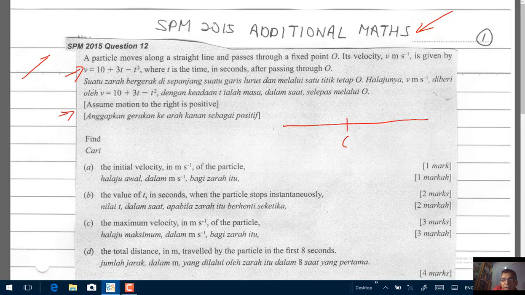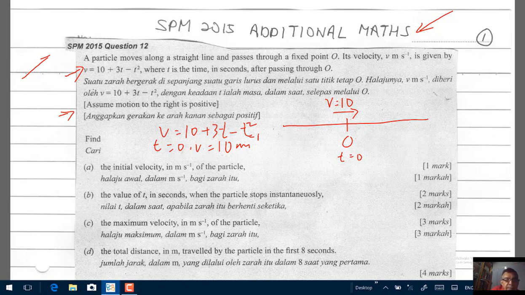Okay, let's mark O here, and we have t equals 0. Let's see, v equals 10 plus 3t minus t squared. So when t is 0, v is 10. So we know it's moving to the right. At t equals 0, v equals 10 and it's moving to the right. Remember, we are assuming motion to the right as positive.